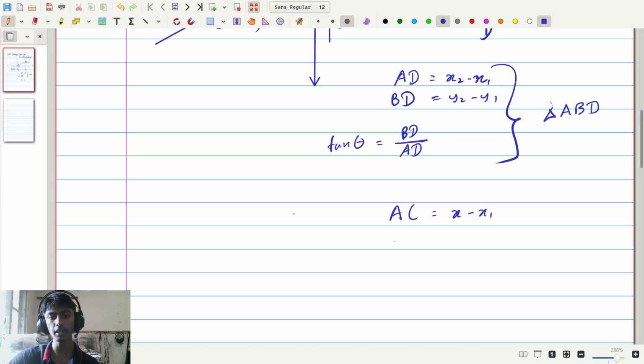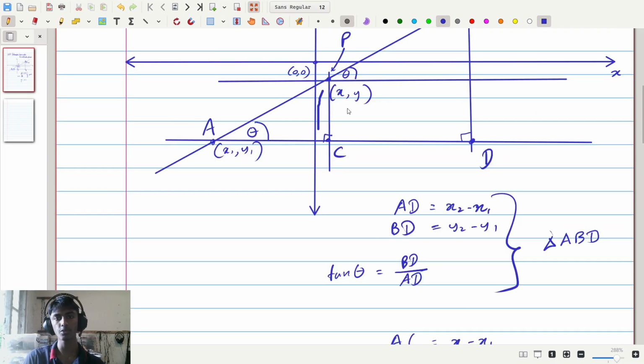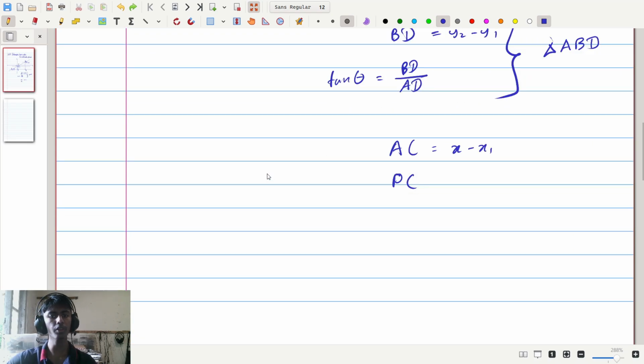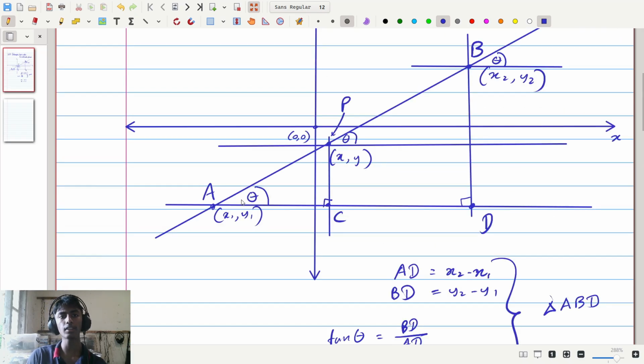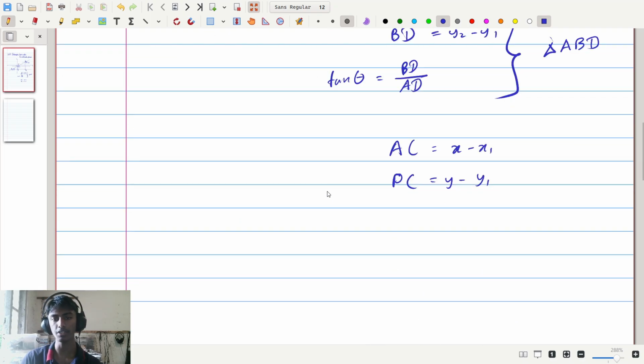And then the y coordinate difference, which is going to be PC here, this vertical difference, is going to be this y coordinate y minus this C's y coordinate, which is also equal to y1. So therefore PC is equal to y minus y1. Now considering tan of theta within the triangle ACP, we can see that tan of theta is PC divided by AC.